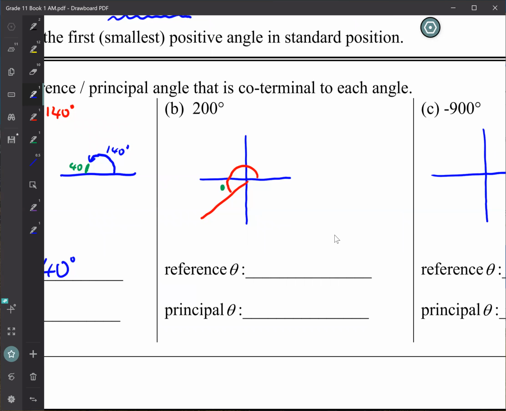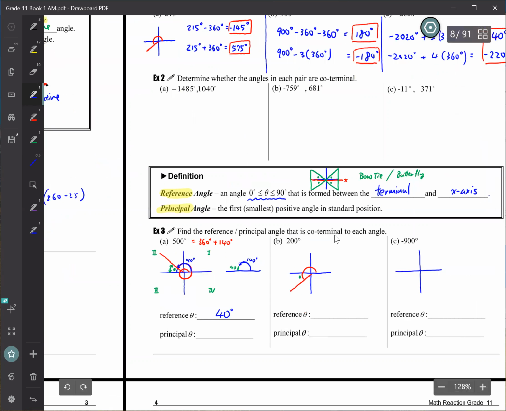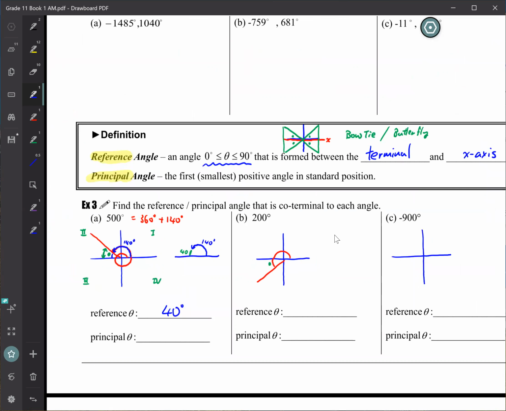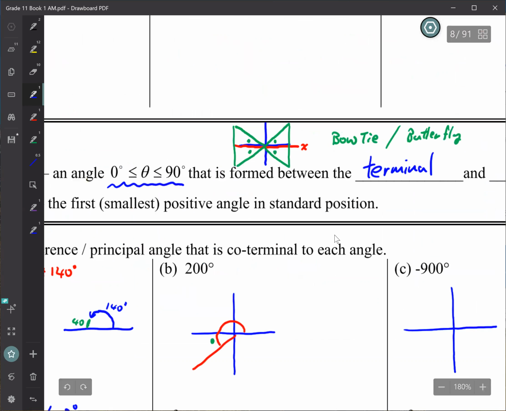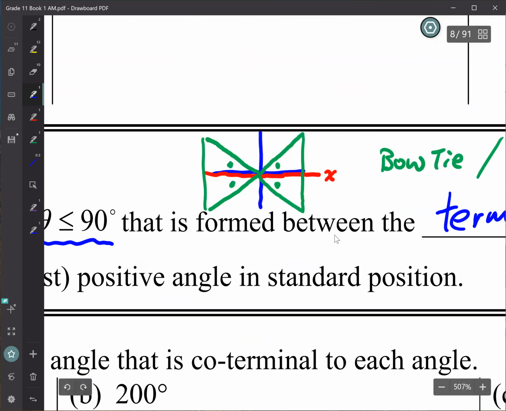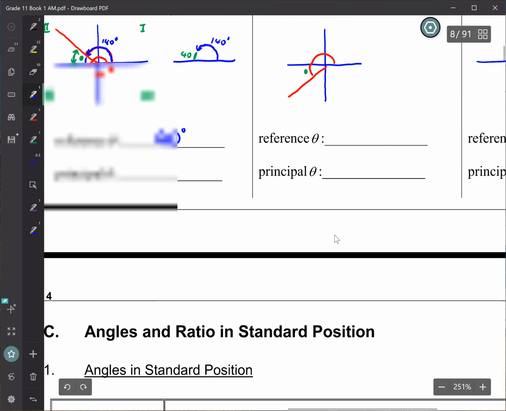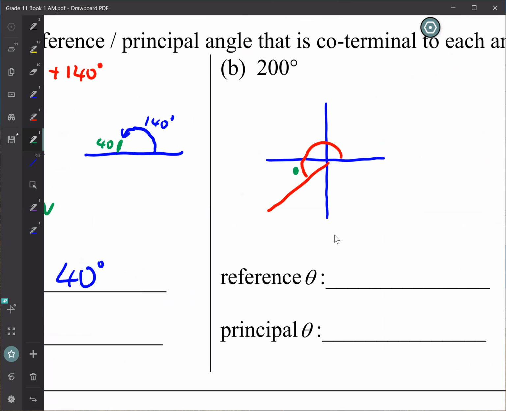The green dot is the reference angle. It has to be in between the terminal arm and the x-axis, right? You see the 4 green dots up there? So if it's in quadrant 3, the green dot has to be drawn there. The green dot represents the location of the reference angle. So now we are interested in finding how big this little slice is.